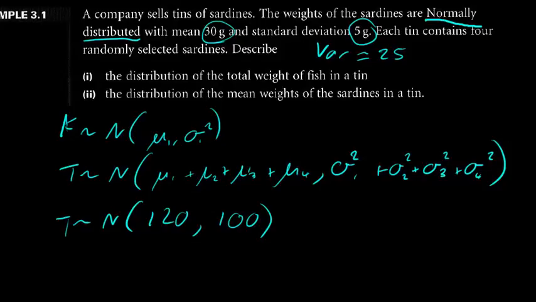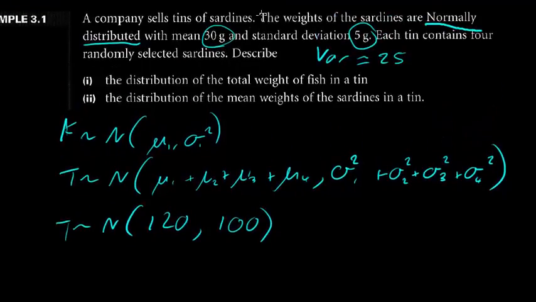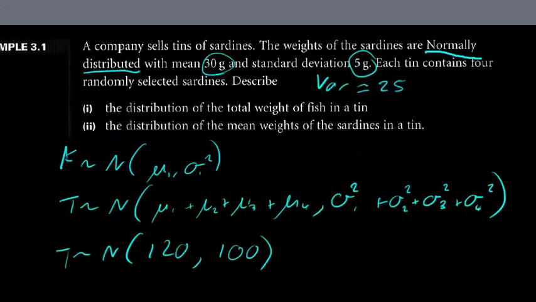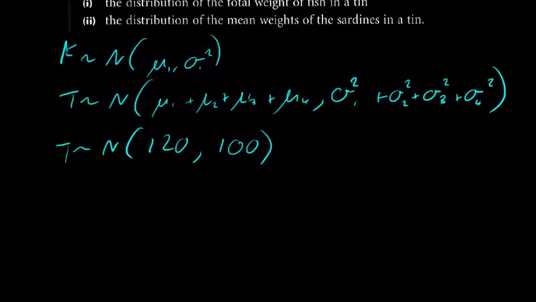It then says the distribution of the mean weights of sardines in a tin. Now it doesn't mean the actual sardines in the tin, it means the mean weights of the sardines in the tin. And what we're trying to do is the distribution of samplings and see what that is. So here we've got individuals, and now what we're looking at is what is the mean of the sardines in the tin. Basically we're looking at the distribution of the sample means. So we've currently got t being normally distributed with that and that.